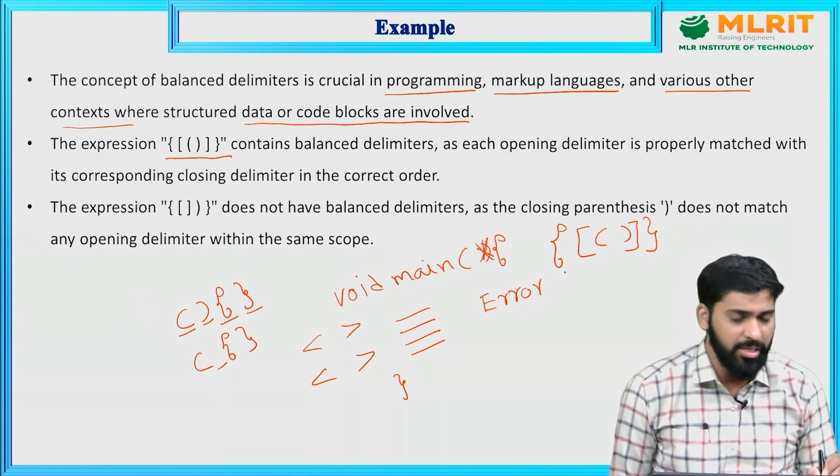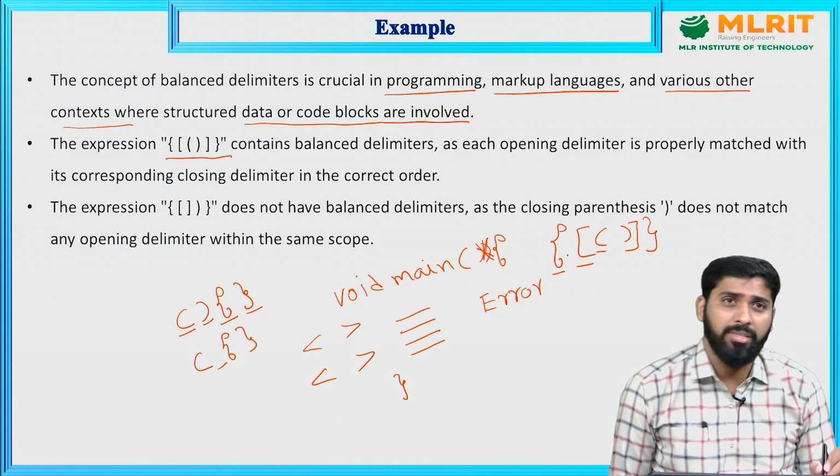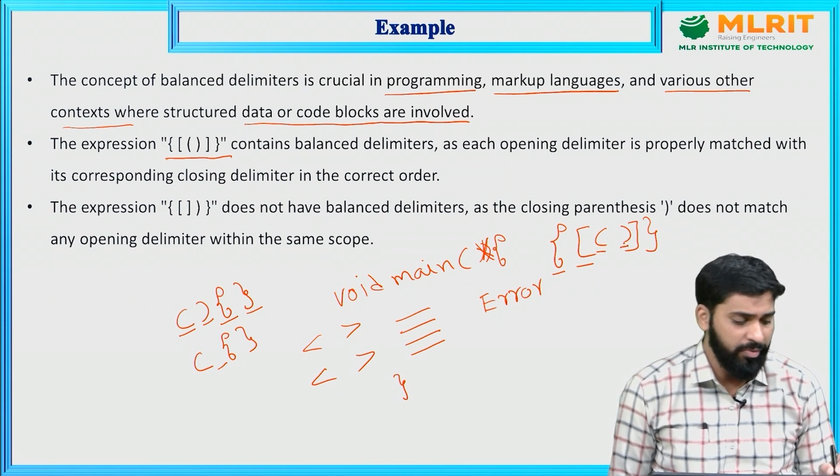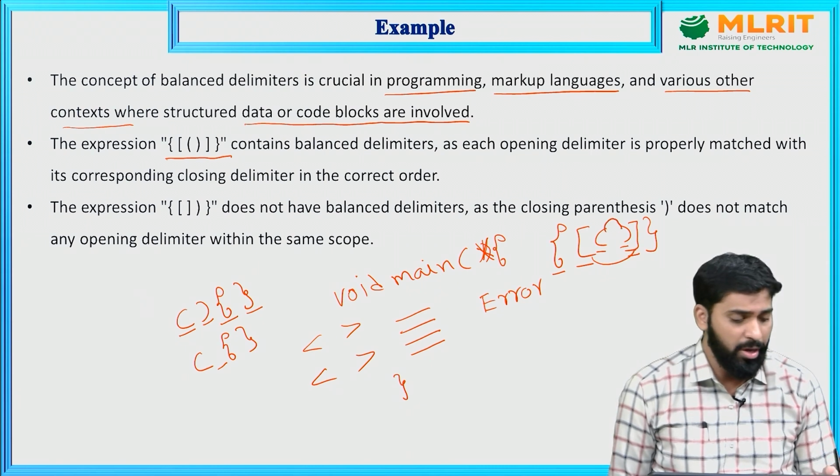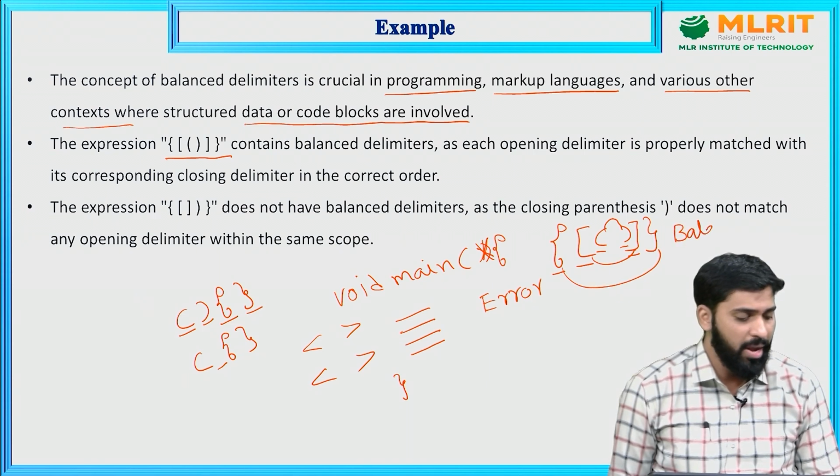Yes, it is balanced. How? This is the flower bracket, square, normal bracket. Now the next one is the closing of the normal bracket, so it is balanced. The next one is the closing square bracket. These two are a pair. Now the last one, the flower brackets, these two are a pair. So we say that this is balanced.